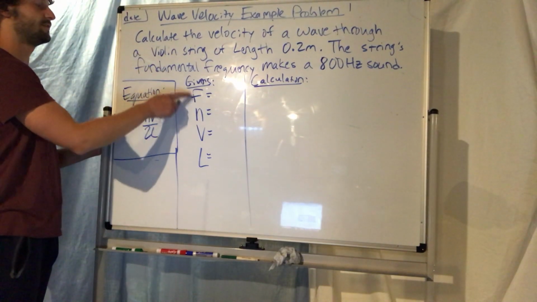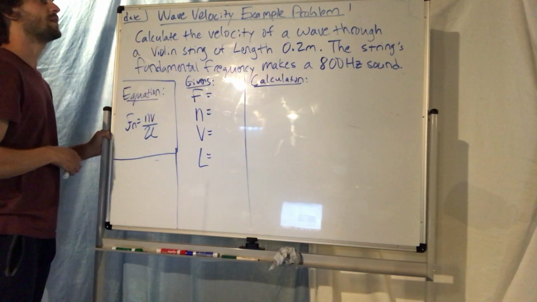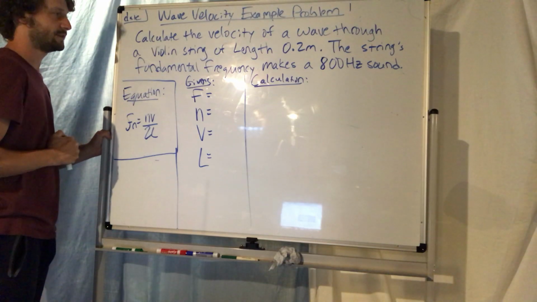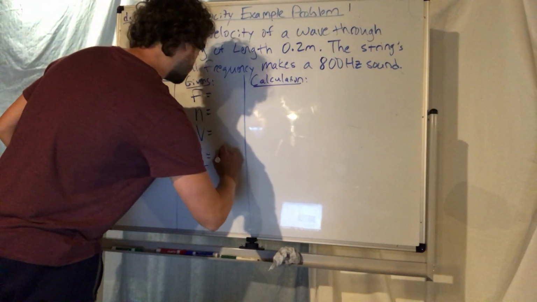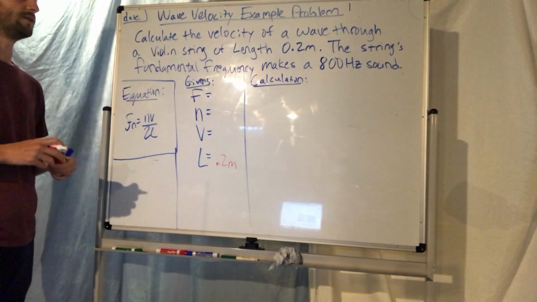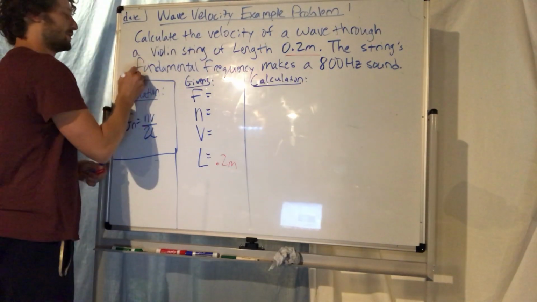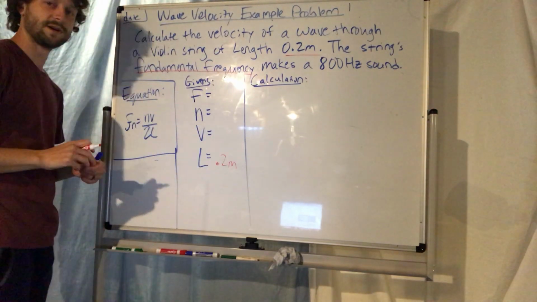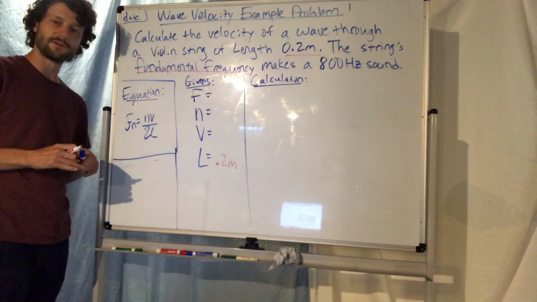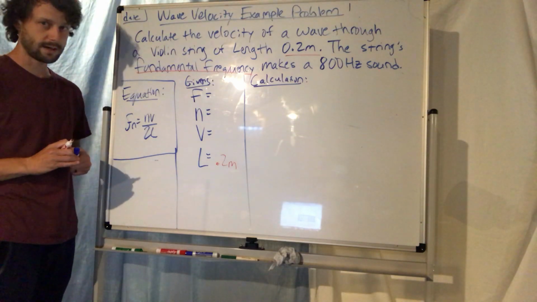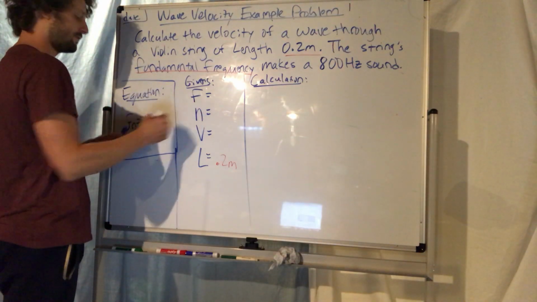So let's read the question and fill in our list so we know what to plug into the equation. It says, calculate the velocity of a wave through a violin string of length 0.2 meters. So 0.2 meters, we're going to fill that in for L in our list. The string's fundamental frequency, we're going to underline that as well, because that gives us a piece of information. What frequency do we refer to as the fundamental frequency? Is it the frequency for the first harmonic, the second, the third, the fourth? Because it's fundamental, it's the frequency for the first harmonic.